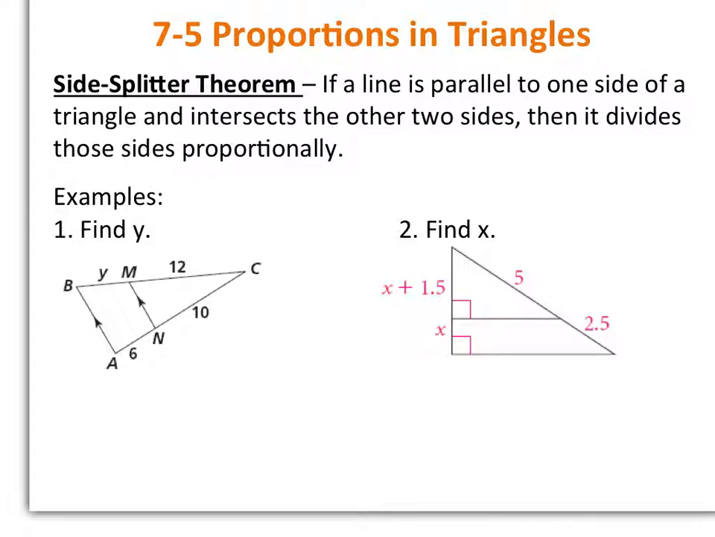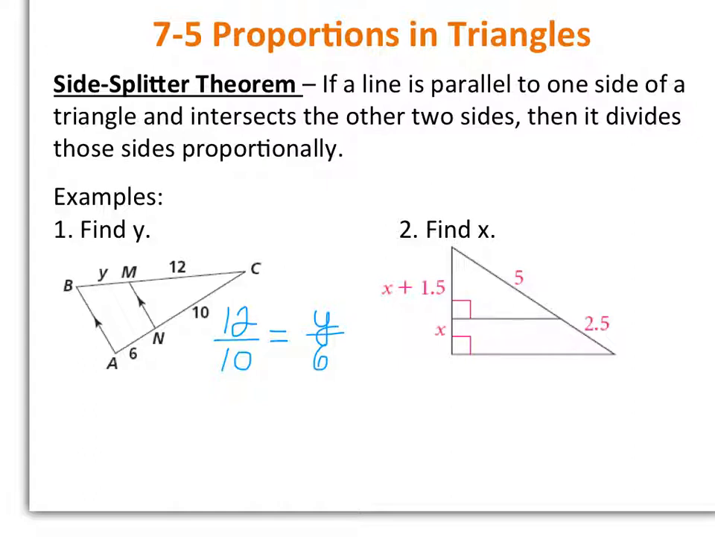So example number 1, we want to find y. We note that MN is parallel to BA, so therefore we can use the side splitter theorem. We can say that 12 over 10 is to y over 6. So again, when we set up our proportions going in the same order, I could have put 12 over y, 10 over 6, 10 over 12, 6 over y, but just making sure that we go in the same order for both ratios. Then take the cross product.